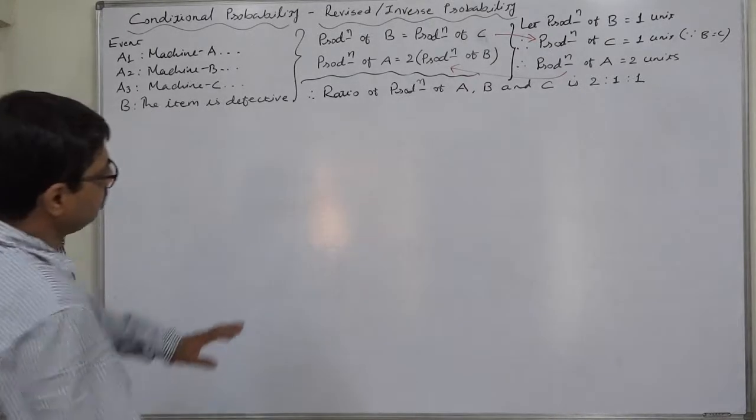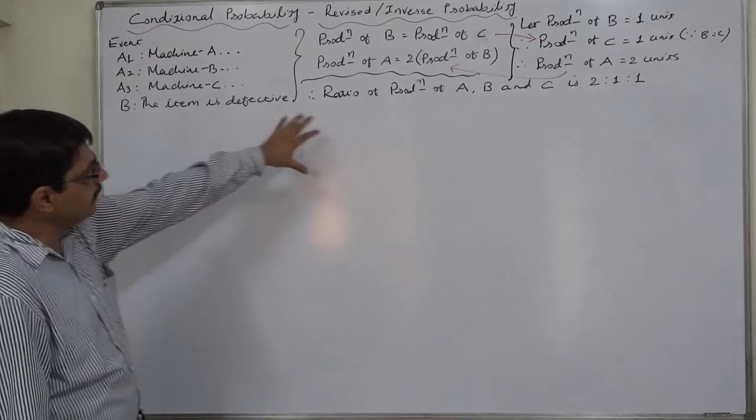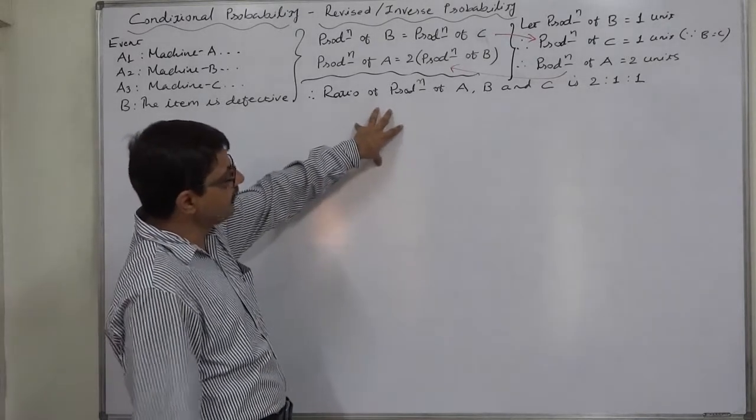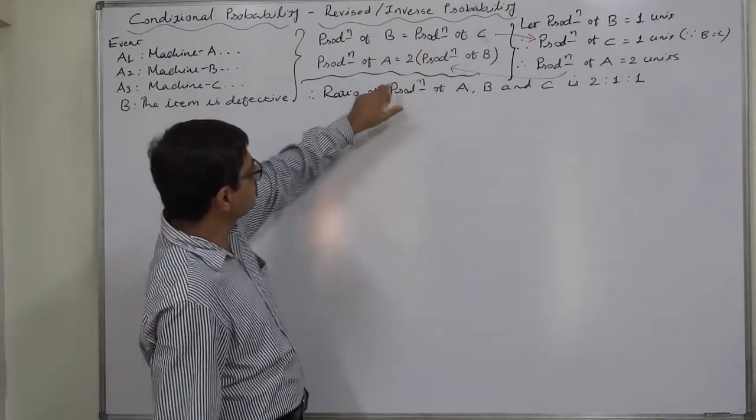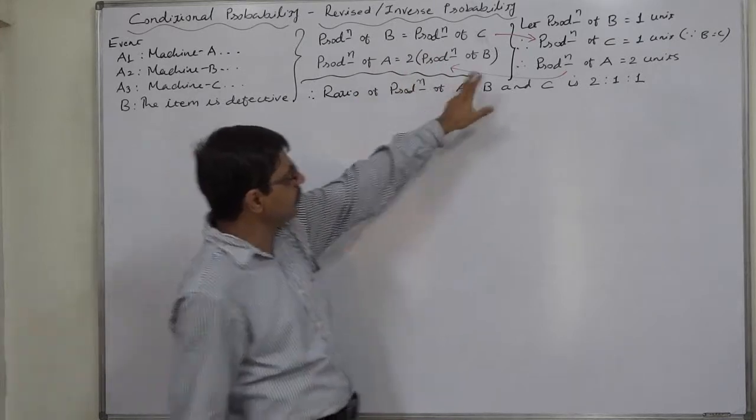Now, at the time of reading the problem, we came across the information and simplified that production of B equals production of C, production of A equals 2 times the production of B.